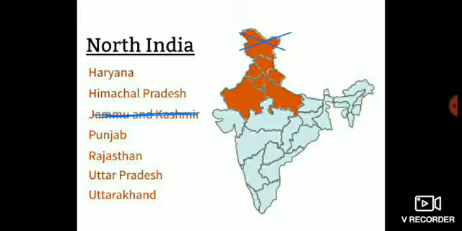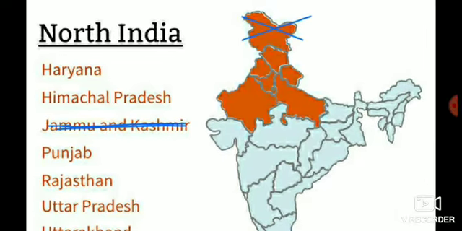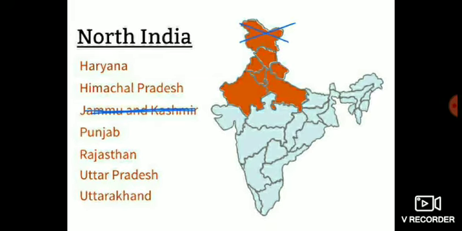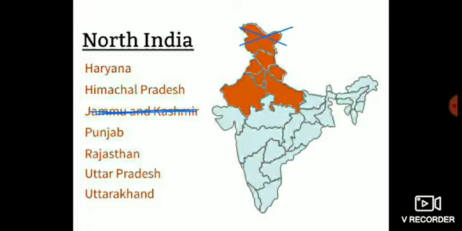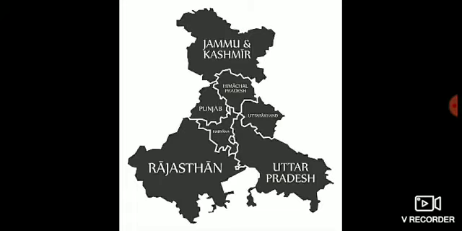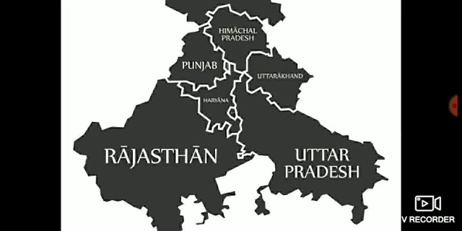Okay, so the other states are Haryana, you can see it in the map. Haryana, Himachal Pradesh, Punjab, Rajasthan, Uttar Pradesh and Uttarakhand. These are the northern states. So we are going to mark it in your map now. Take your India political map, look into this and start marking. This is Himachal Pradesh.